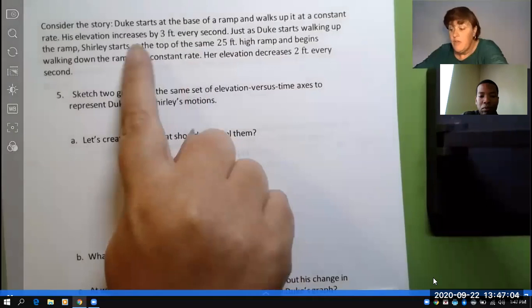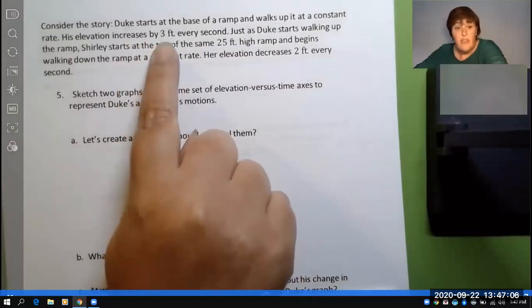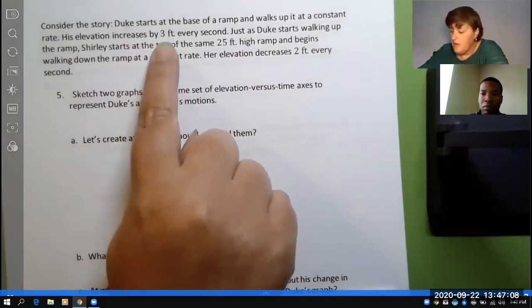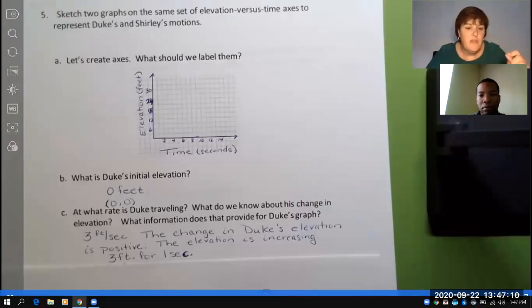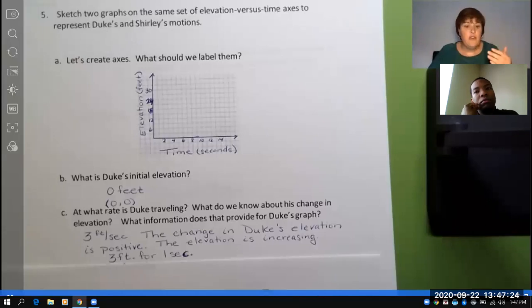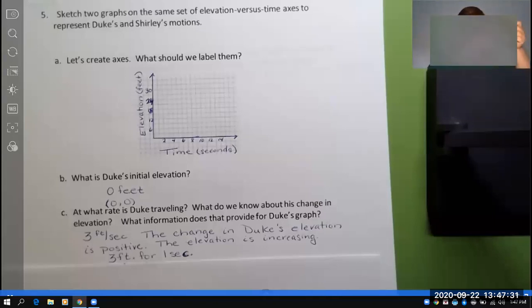All right, well, his elevation increases by 3 feet every second. So that means that we have a 3 foot per second rate. And the change in Duke's elevation is positive. The elevation is increasing, right? He's moving up. It's an increasing function, and he's traveling 3 feet every 1 second.